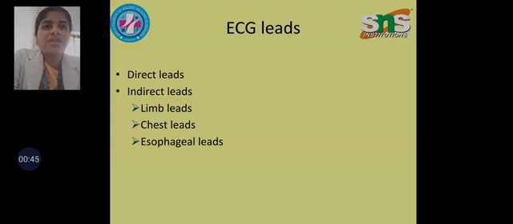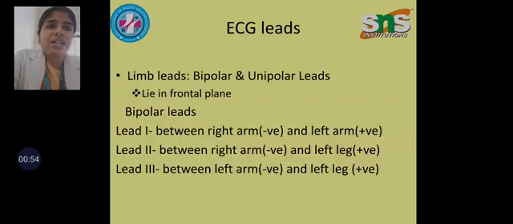Here we have two types of leads, direct and indirect leads. Among those, indirect leads consist of chest leads, limb leads, and esophageal leads. In limb leads, bipolar and unipolar leads are there. That is in a frontal plane. So bipolar leads are called lead 1, lead 2, lead 3.